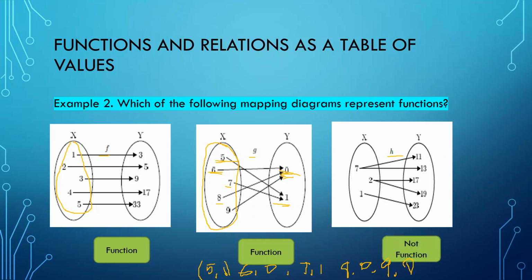Next, this one is not a function. Why? Because the output of 7 is 11 and 13. So obviously that is not unique. And the output of 2 is 17 and 19. And again, that is not unique.